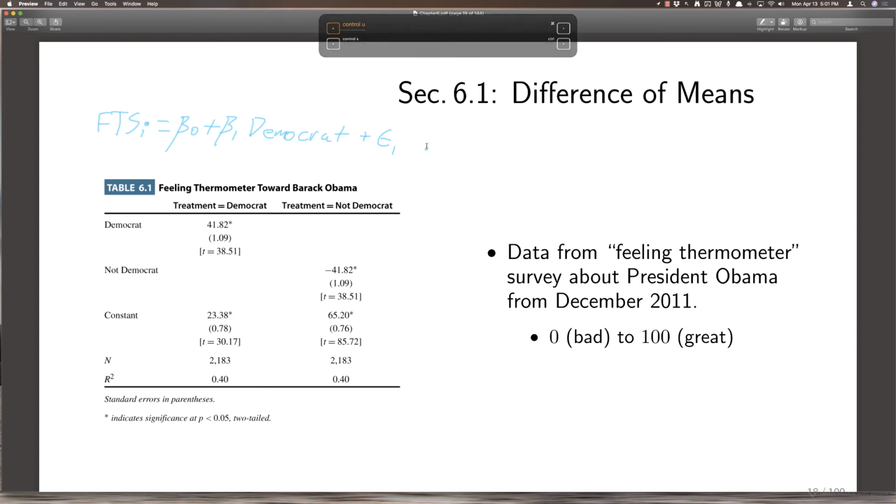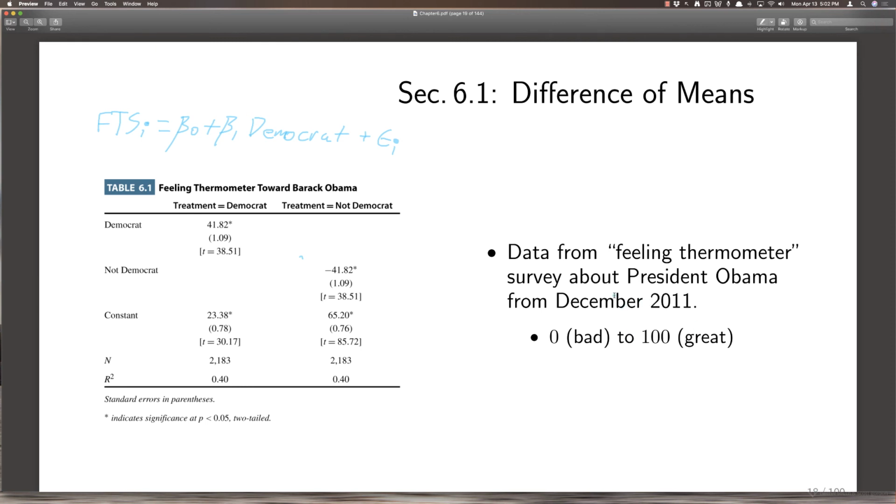So this is going to be a difference of means test that will tell us whether or not Democrats have a systematically different feeling thermometer score for President Obama than do non-Democrats. And my guess is probably they do, right? One would guess that with partisanship, especially being as strong as it is now, Democrats are probably going to have a higher feeling thermometer score, all right?